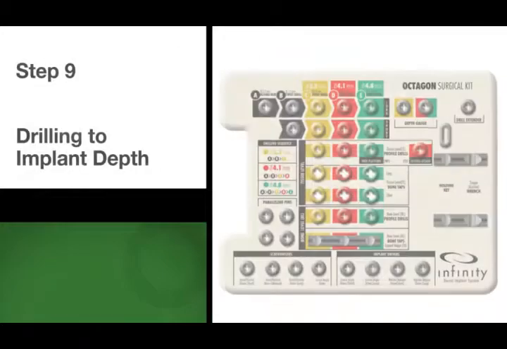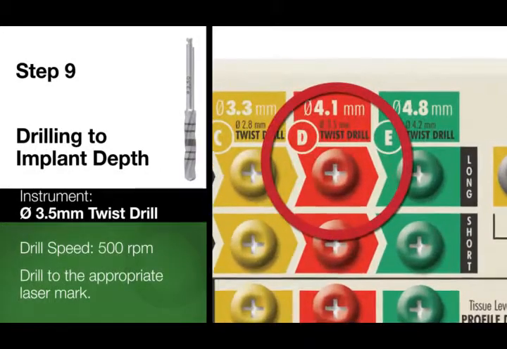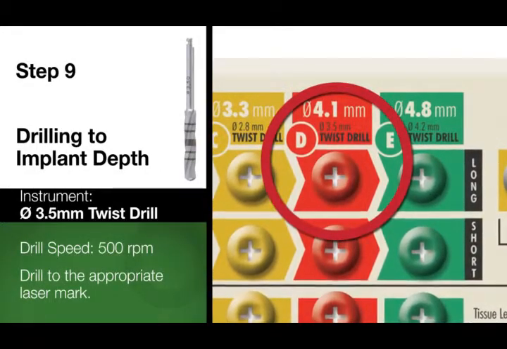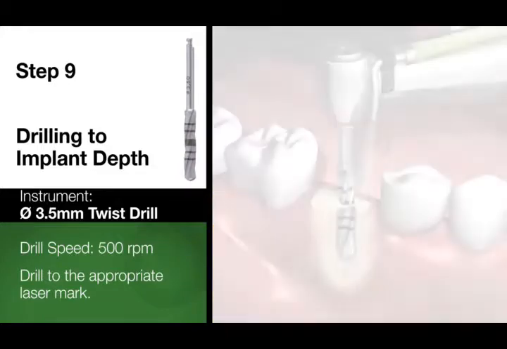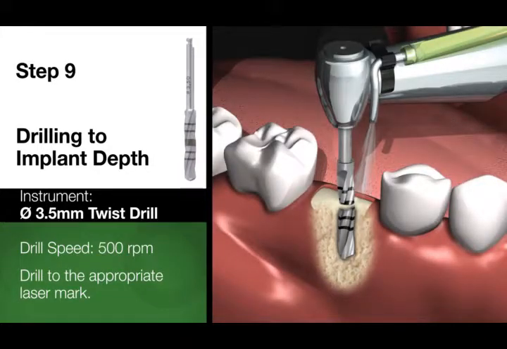Step 9. Using the 3.5 mm twist drill, identify the laser marking matching the length of the implant you will place. With a motor speed of 500 RPM and copious irrigation, drill to the appropriate depth.